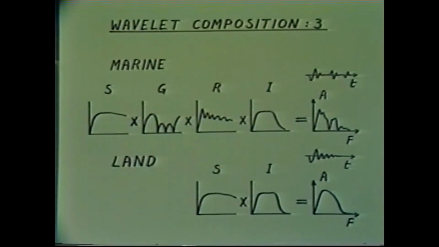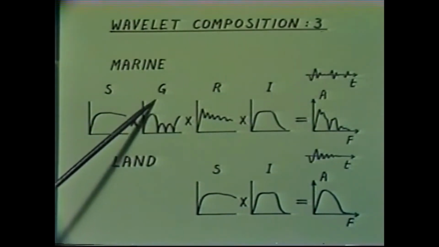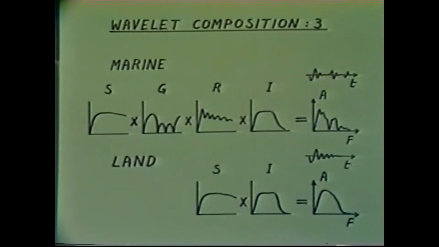bandpass filtering. In the case of land data, the ghosts and reverberations are not so significant, so that the spectrum of the effective wavelet is mainly simply the multiplication of the source wavelet spectrum and the instrument response spectrum. So it does not show the notches due to ghosting or quite so much fluctuation due to reverberation effects.